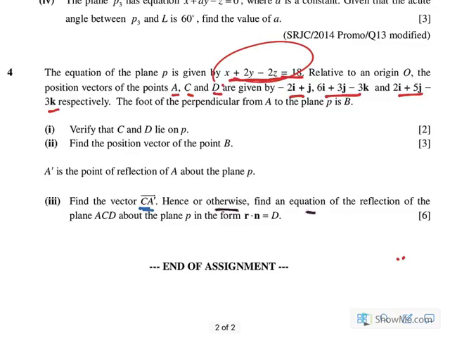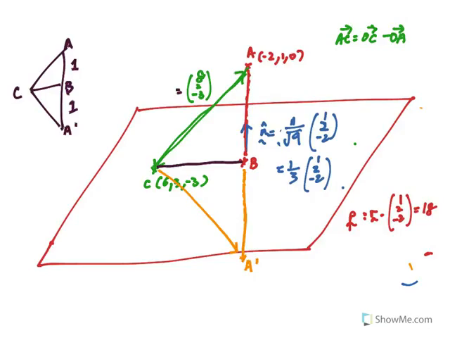Next, hence or otherwise, find the equation of the reflection of the plane ACD about the plane P. Where is D? Remember D? D is also a point that lies on the plane, right? D is nothing but the point that was given. So D is the point 2, 5, -3. Remember that D and C lie on the plane.